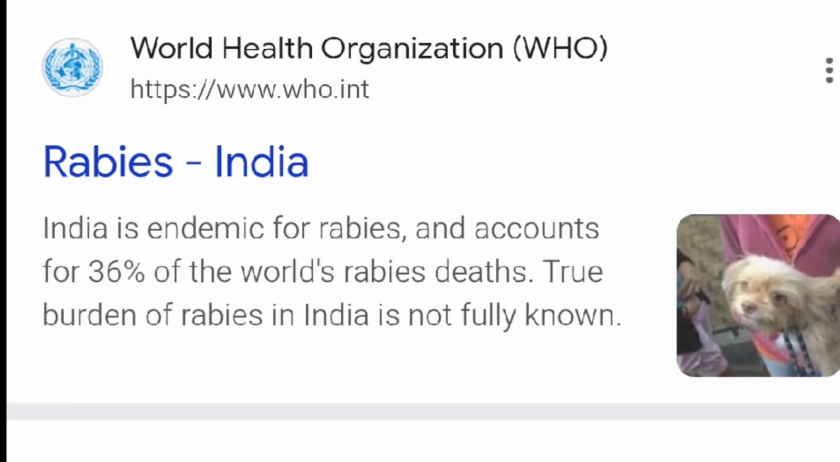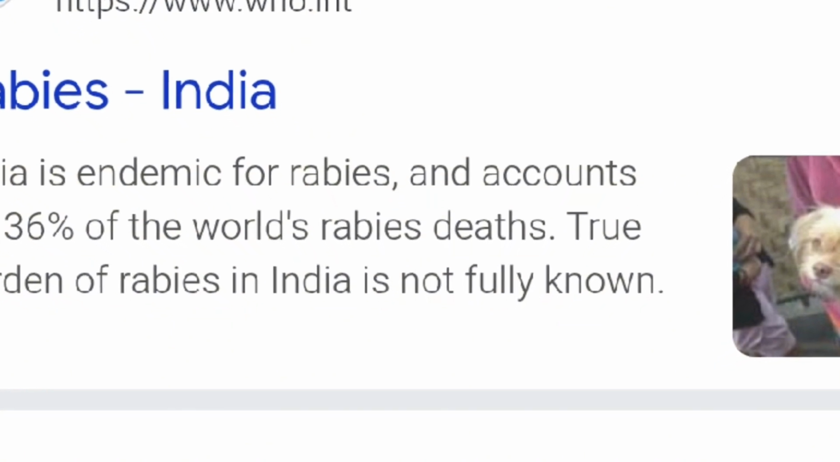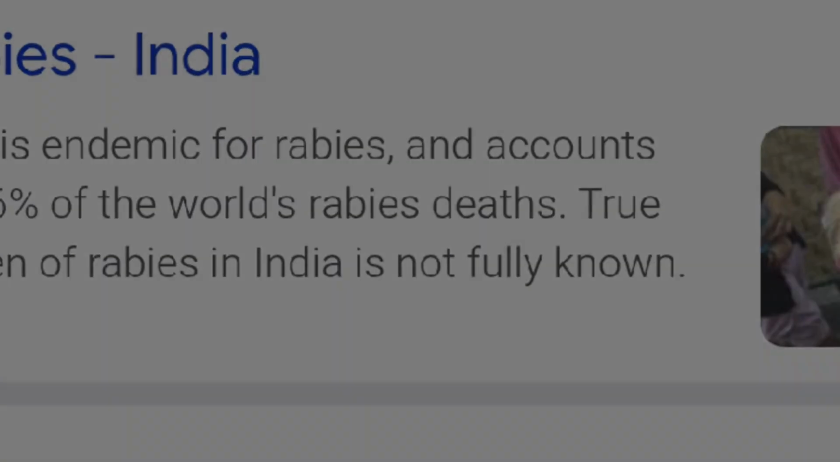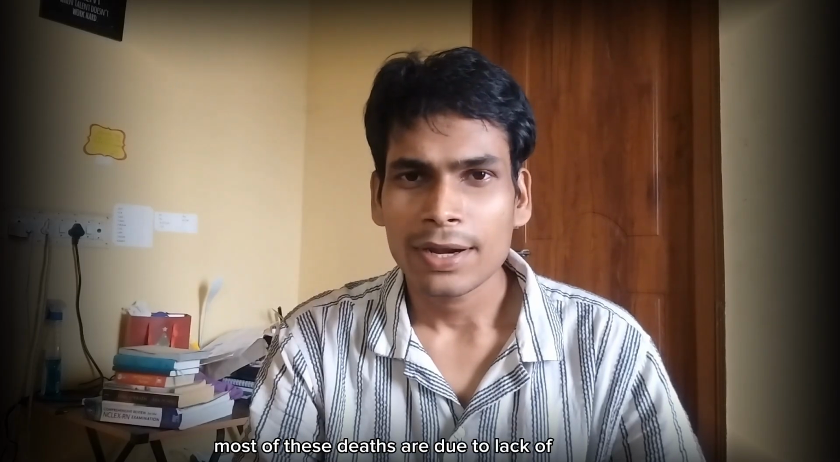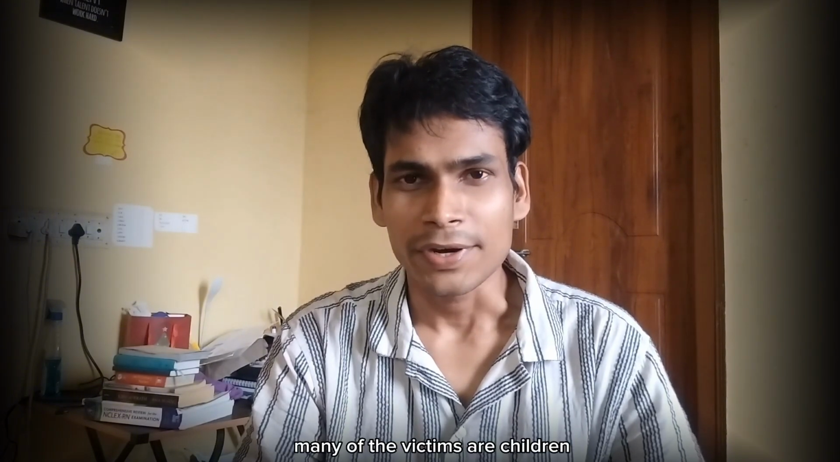This isn't an isolated case. According to the WHO, India alone accounts for nearly 36% of world rabies deaths. Most of these deaths are due to lack of awareness, unreported events, delayed treatment, and tragically, many of the victims are children. And that is why public awareness is absolutely necessary.